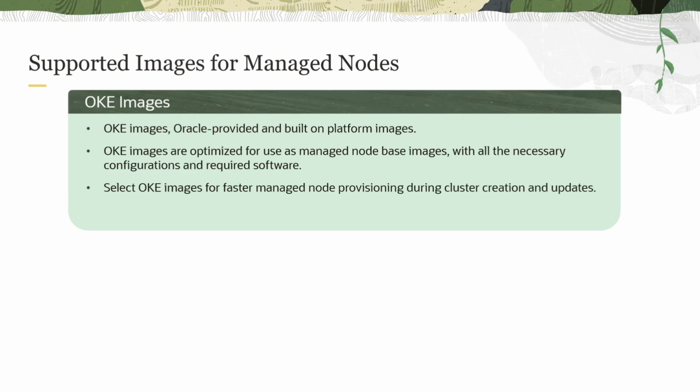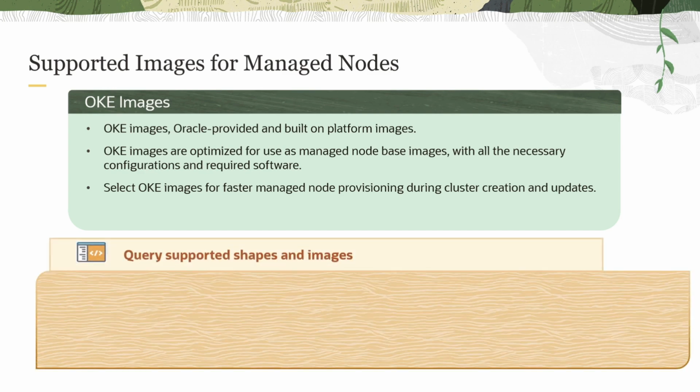When creating and updating clusters and node pools, you have the option to choose OKE images as the base image for managed nodes. This choice significantly reduces the time it takes to provision managed nodes at runtime compared to using platform images or custom images. In fact, the use of OKE images can cut managed node provisioning time by more than half when compared to platform images. To discover the OKE images currently supported by Container Engine for Kubernetes, you have two options.